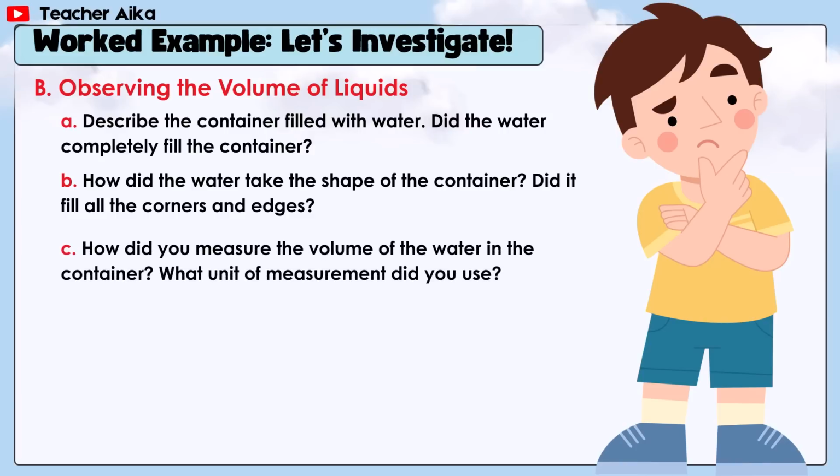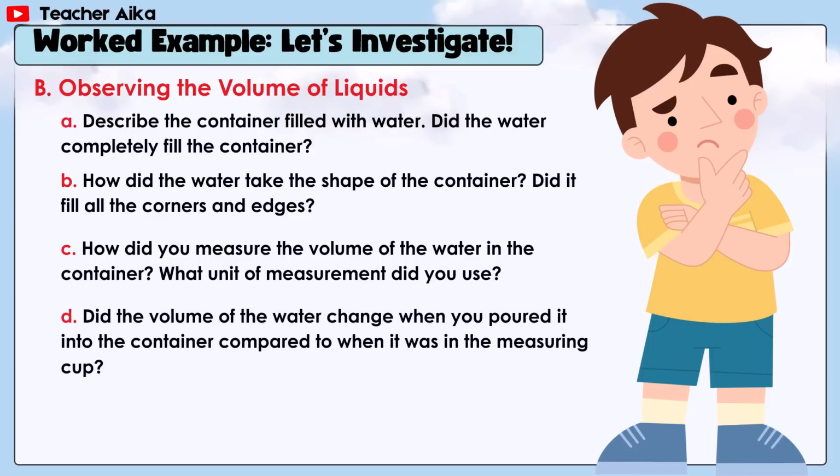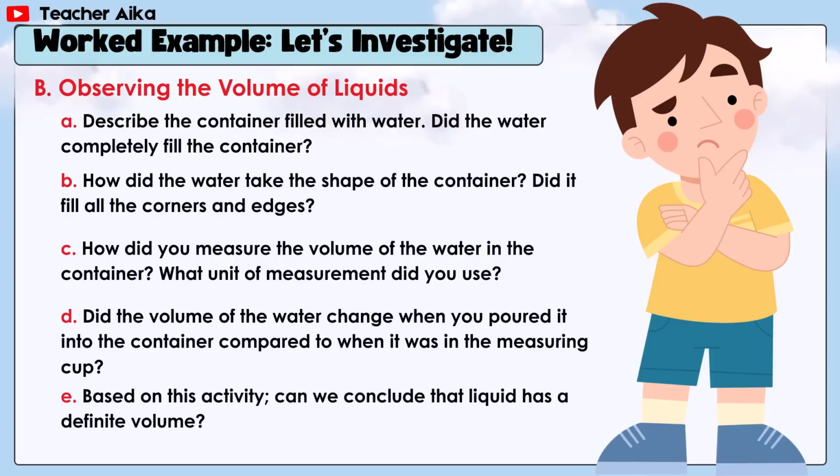C. How did you measure the volume of the water in the container? What unit of measurement did you use? D. Did the volume of the water change when you poured it into the container compared to when it was in the measuring cup? And E. Based on this activity, can we conclude that liquid has a definite volume?